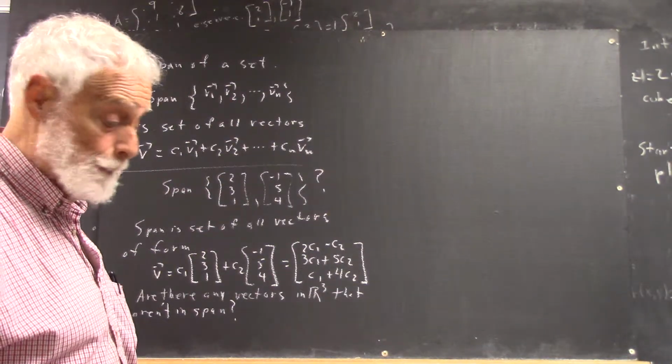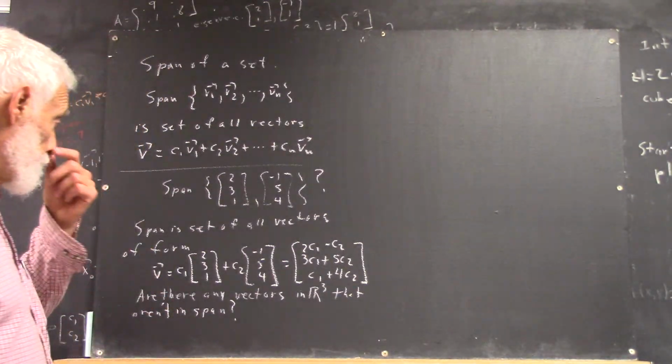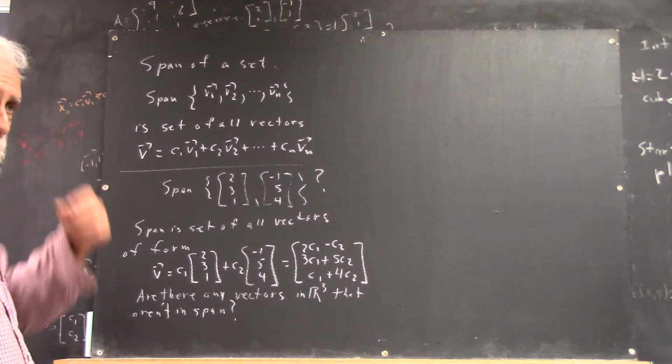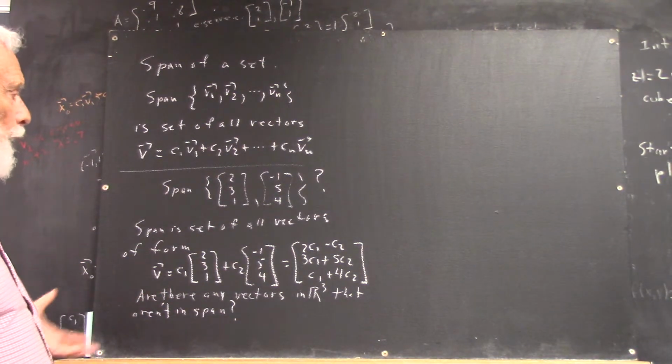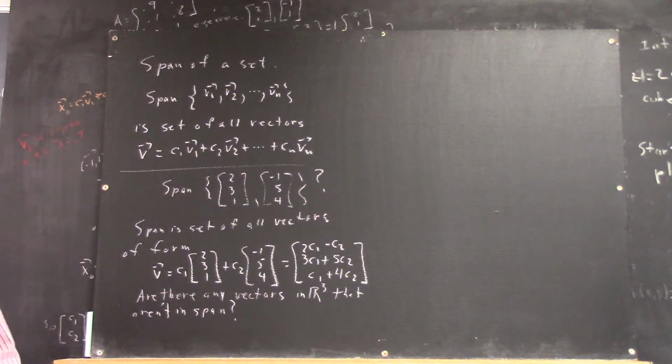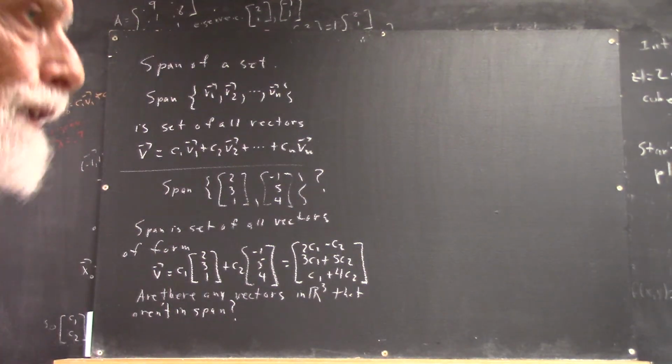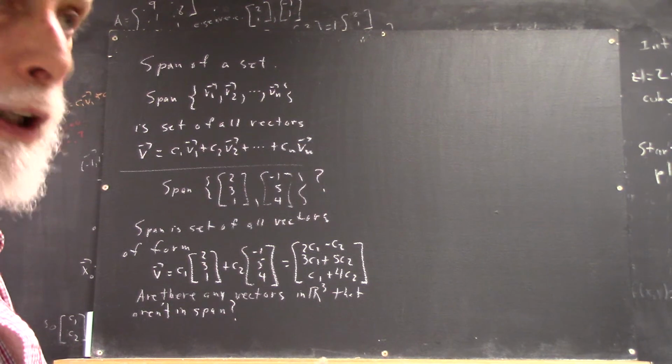Okay? So, are there any vectors in R3 that aren't in the span? How would you then show that algebraically? How would you show that there are vectors, as you expect, that aren't in the span?